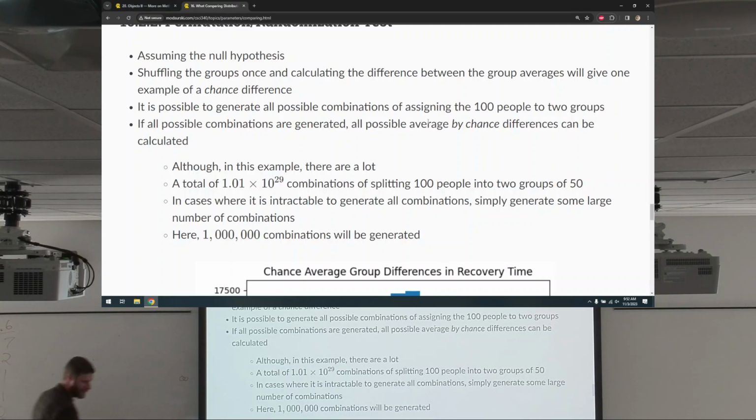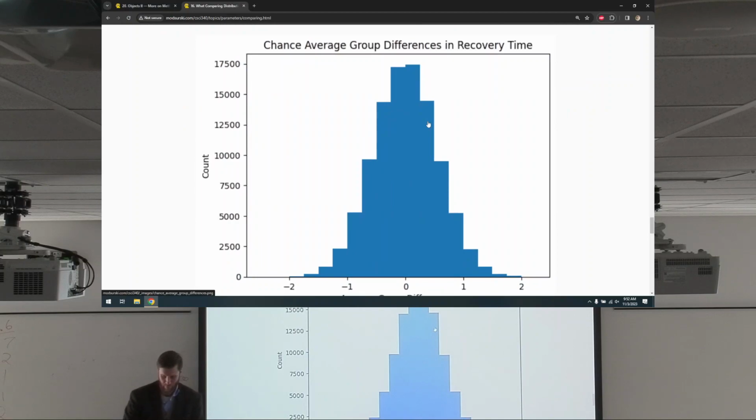And after I did it, this is the distribution I got. All right? This distribution is the average difference in recovery times between the two groups. That's what this is the distribution of. It is not average recovery time. It is not the recovery time of individuals. It is the difference between the average recovery times between the two groups.